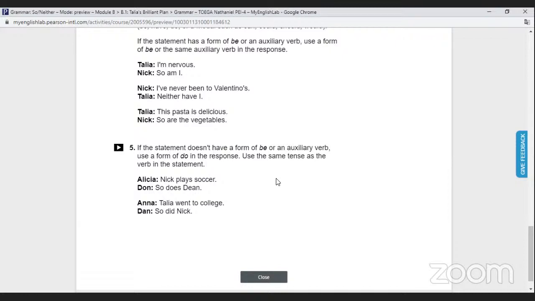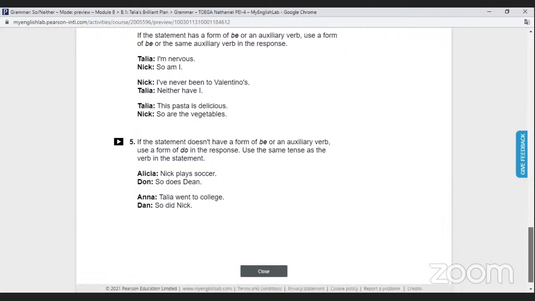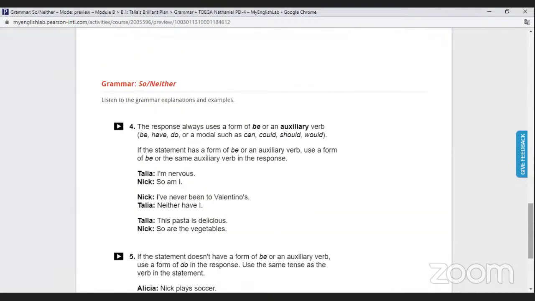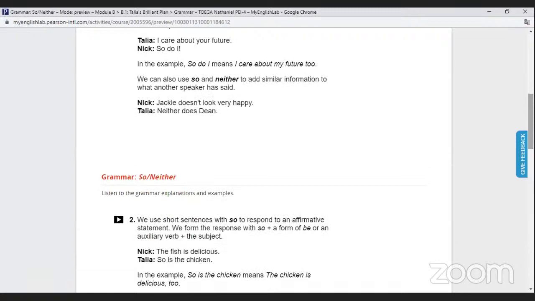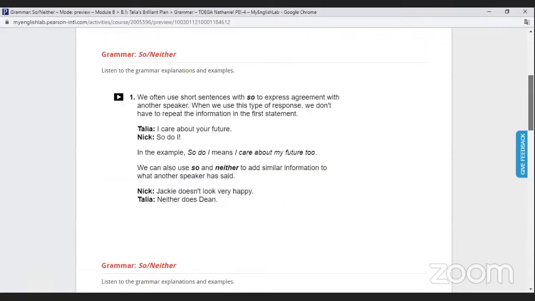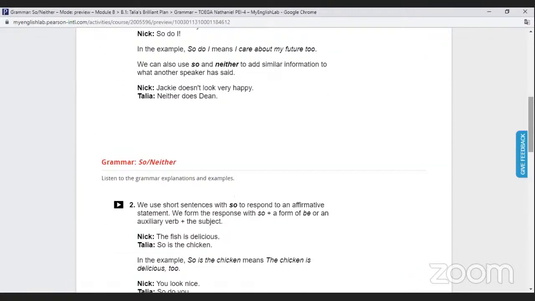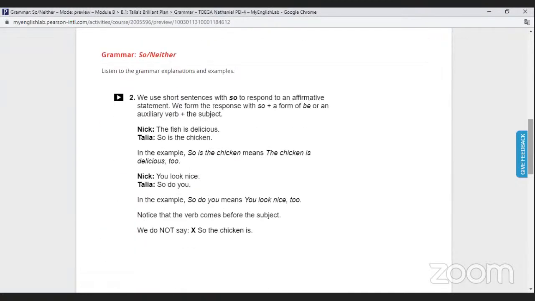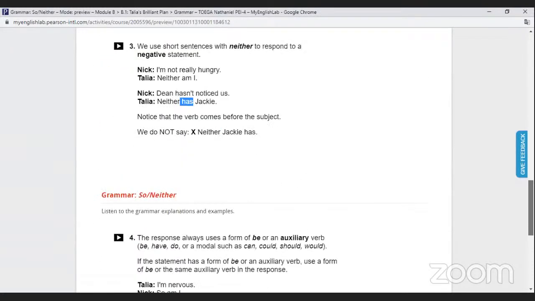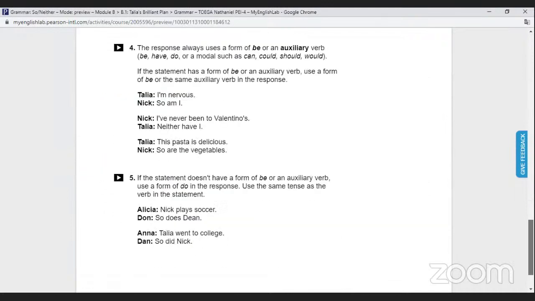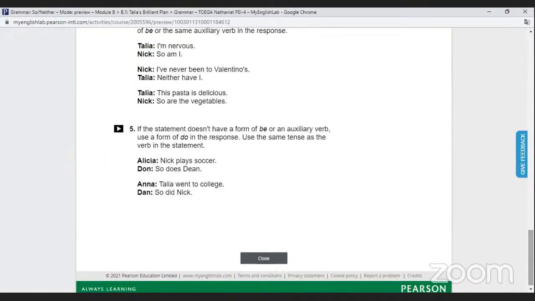Okay. Nick plays soccer. So does Dean. Talia went to college. So did Nick. And really, really easy, I think. As you said, instead of saying me too or me neither, we use these kinds of formal ways to say that. Okay. So no question about it? No. That's great. Excellent.